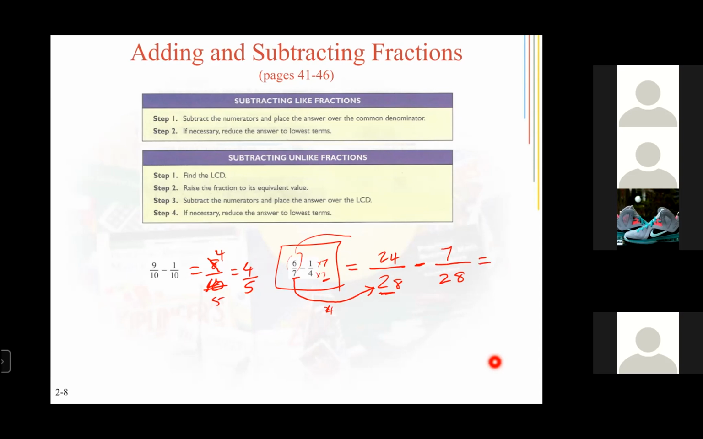what's our answer? 18 over 28. 18, you're off by 1. You're off by 2. The 17 or 28? 17. 17 over 28. Okay. So when you subtract 7 from 24, you get 17. 17 over 28. Can that be reduced further? No. So that's the lowest term right there.